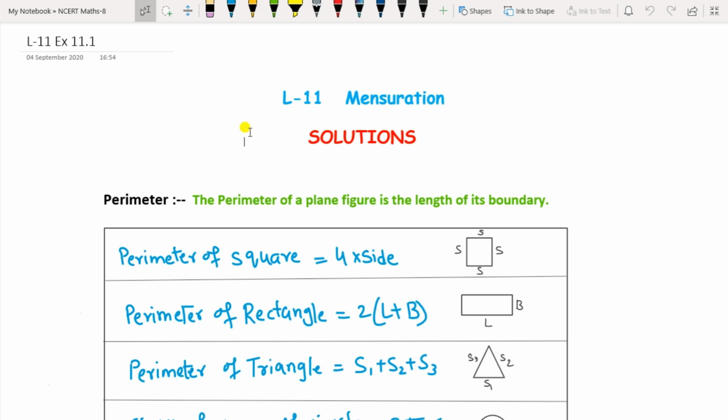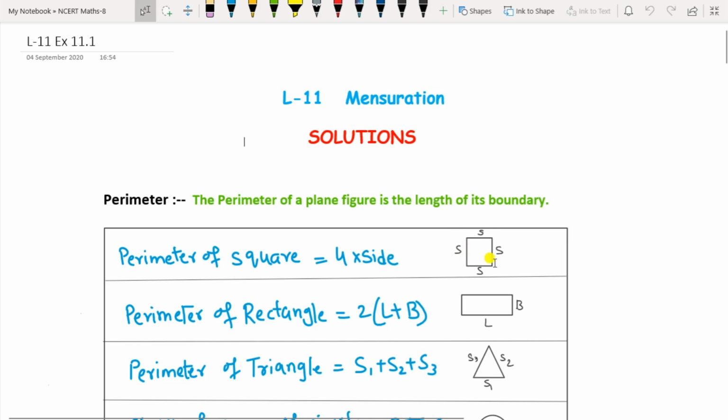Okay, so now let us start with lesson 11, mensuration. It is about measurements, and the solutions of exercise 11.1 we are going to see in this video. First of all, what is meant by perimeter? The perimeter of a plane figure is the length of its boundary. Whatever the figure, the total length of the boundary is called the perimeter.